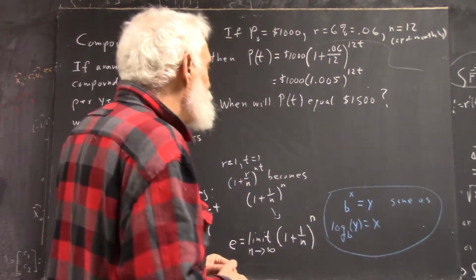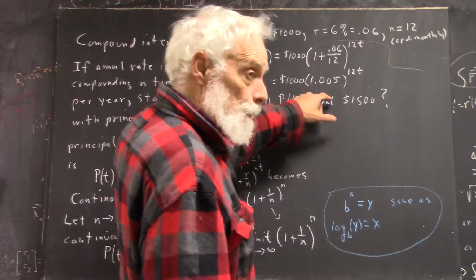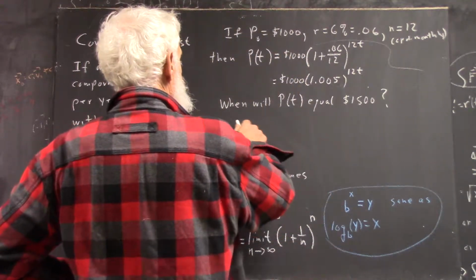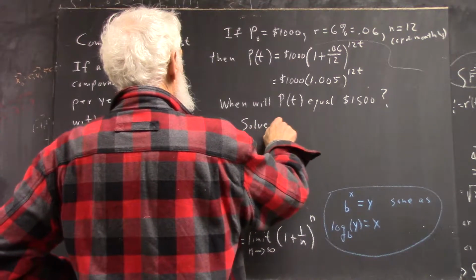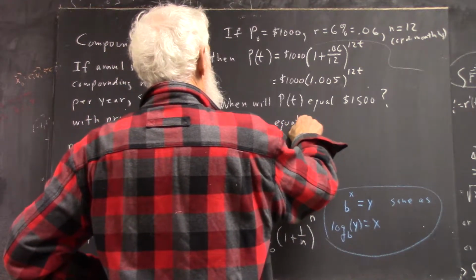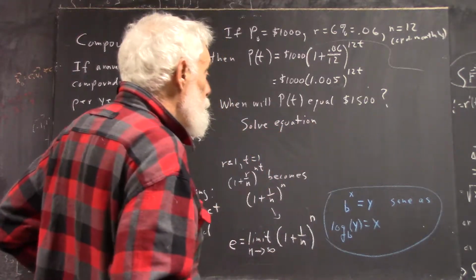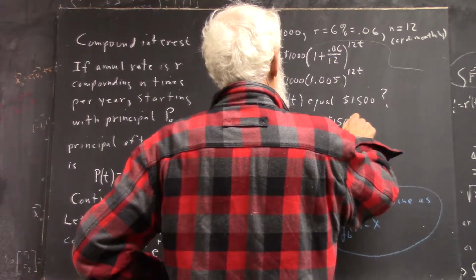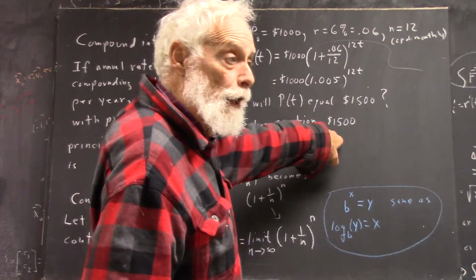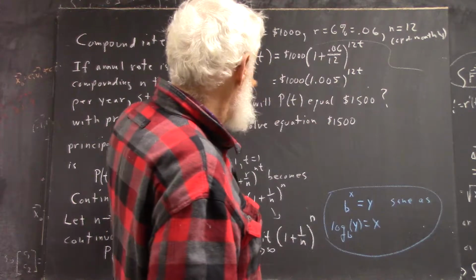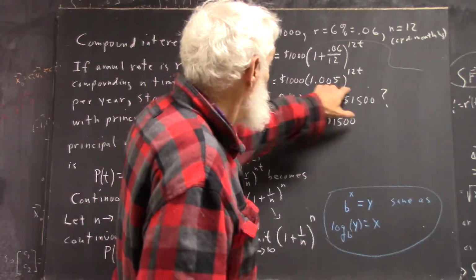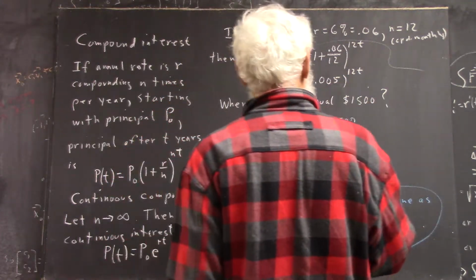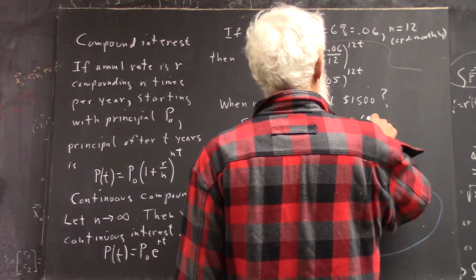So what I'm going to do is a little bit of algebra up here. We have to solve the equation. Well, you want your P of T to be $1,500, right? So we're going to set $1,500 equal to this expression. We're going to try to solve for T. So it's $1,500 times, now I'm going to do this.